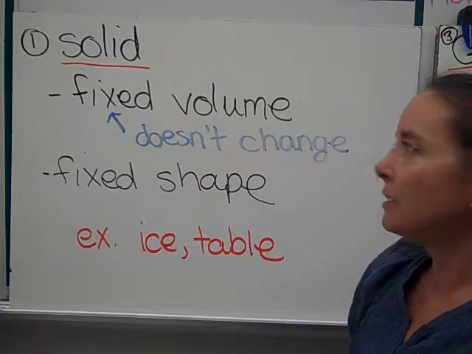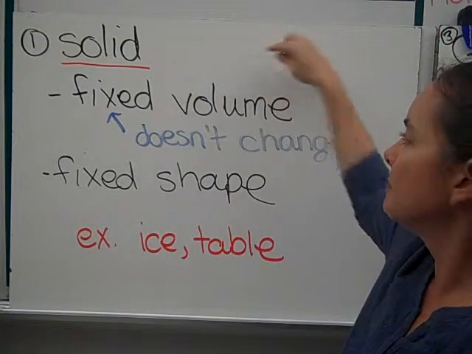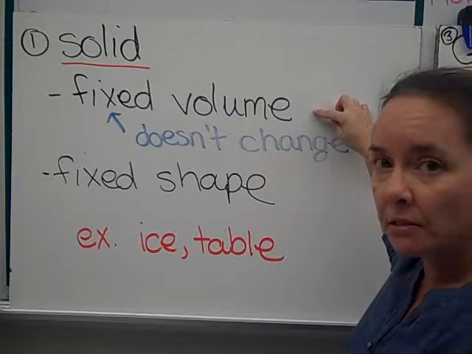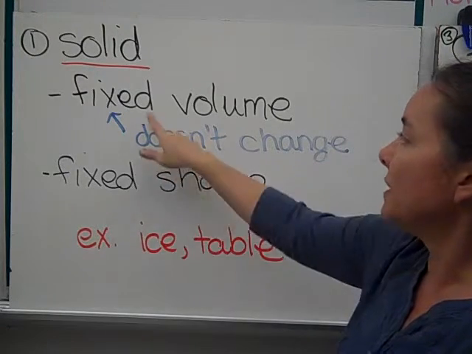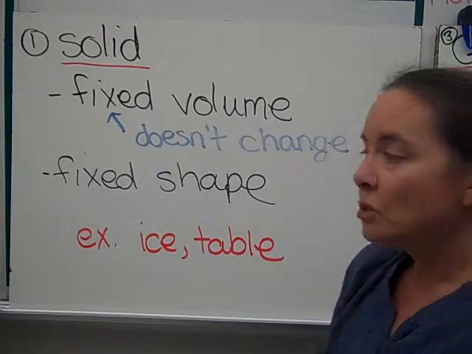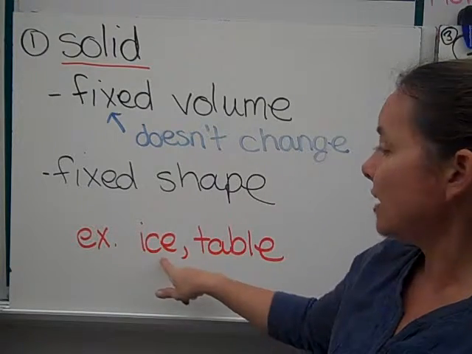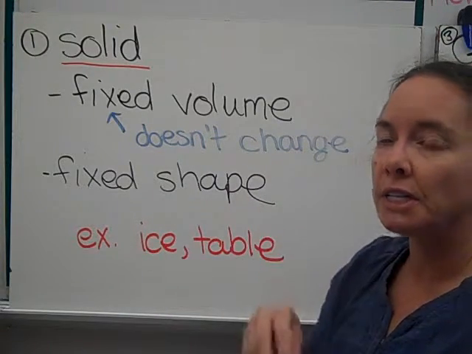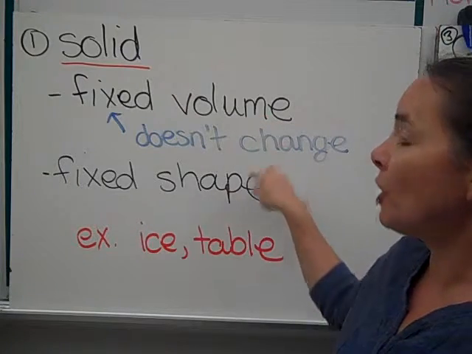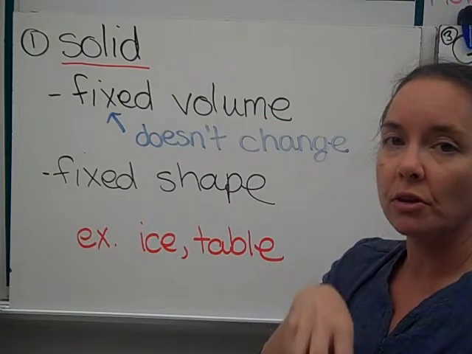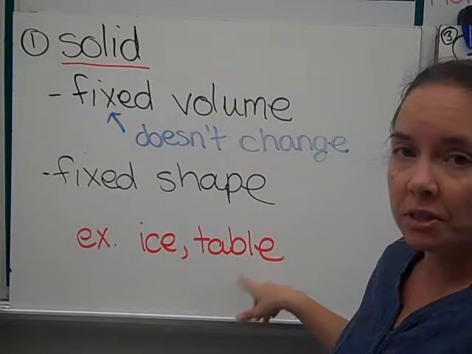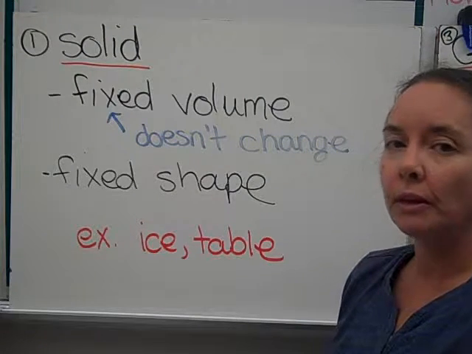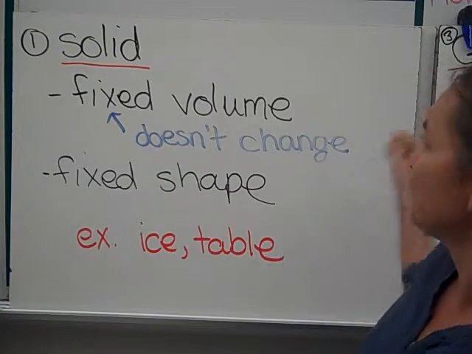The first state of matter that we're going to talk about is solids. Solids have a fixed volume and a fixed shape. Fixed means that it doesn't change. So if I take a solid, ice for example, and I put it into a container, then its volume and shape is not going to change. It's just going to sit in the container as long as it stays solid. Okay, the table's a solid, the pencil you're writing with, your paper.